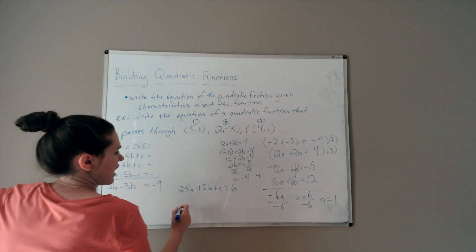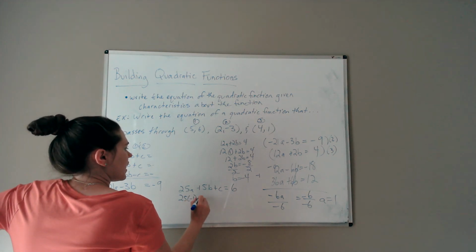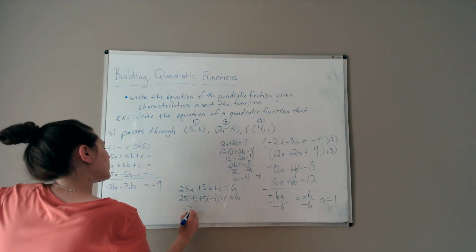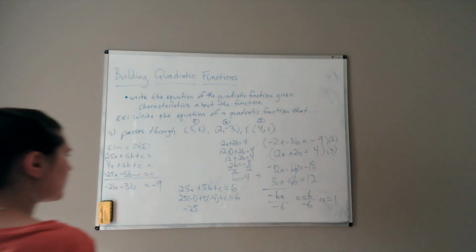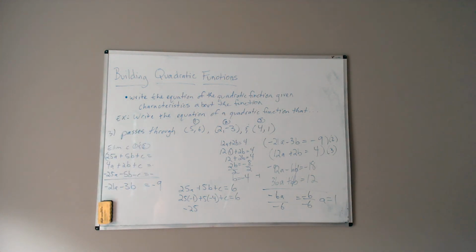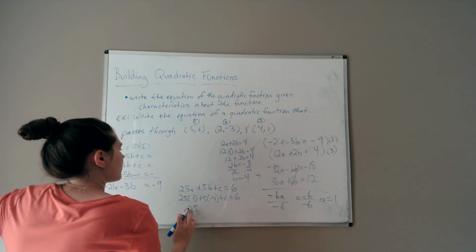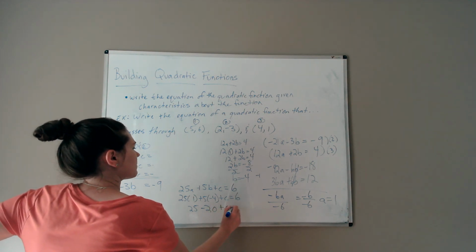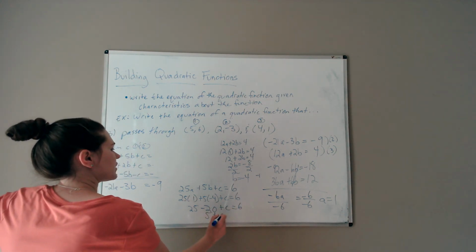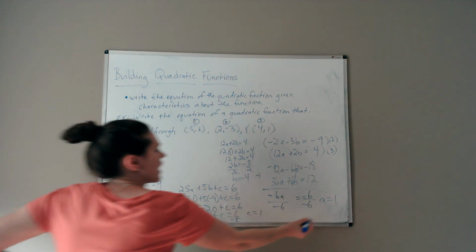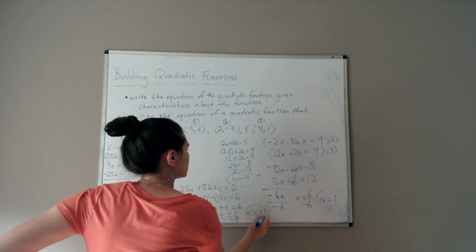And now plug in a is negative 1. And what did we say? B is negative 4. And now we have to find what c is. Oh, I'm sorry, not negative 1, positive 1, right? We said a was positive 1. So 25 minus 20 plus c equals 6. So 5 plus c equals 6. Subtract 5. And c equals 1. So a is 1, b is negative 4, and c is 1.